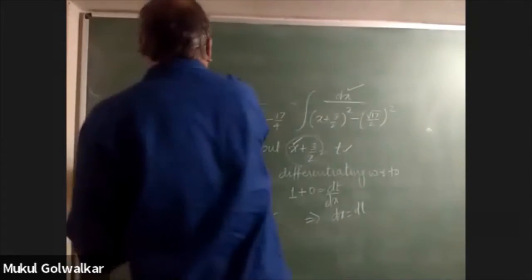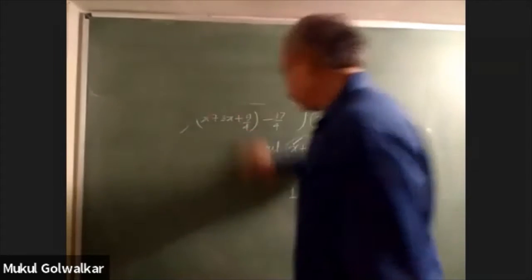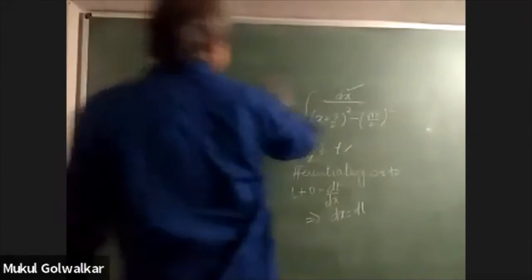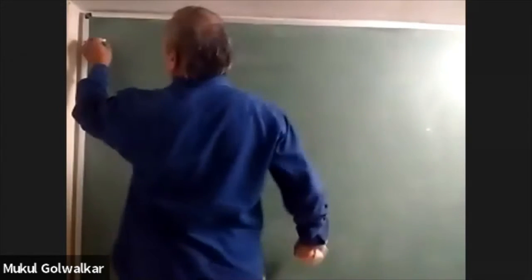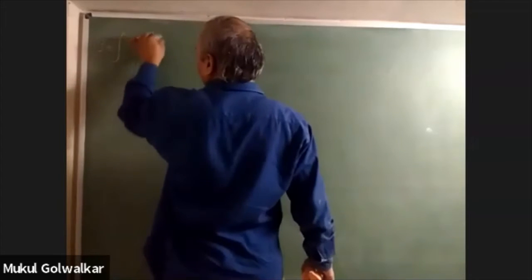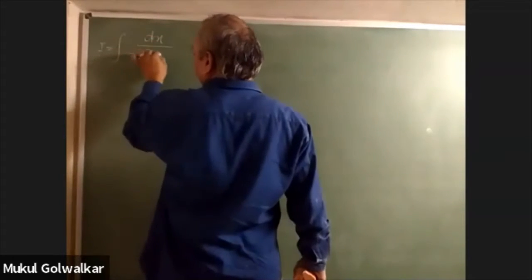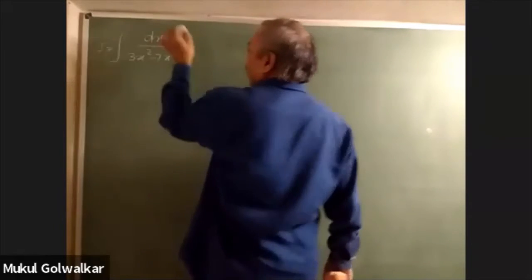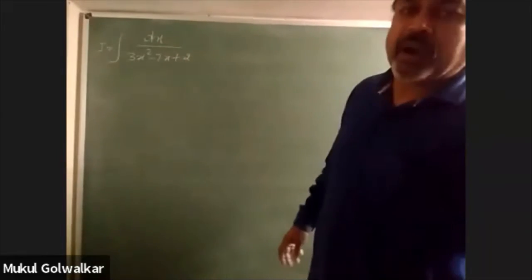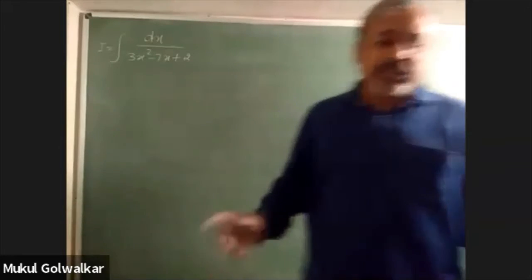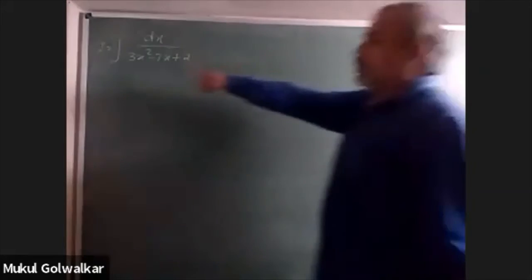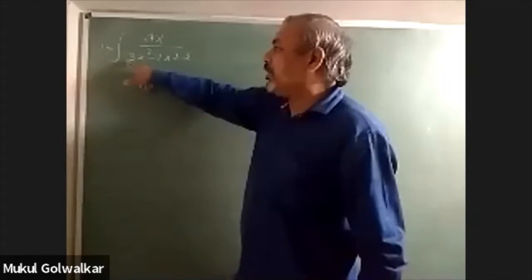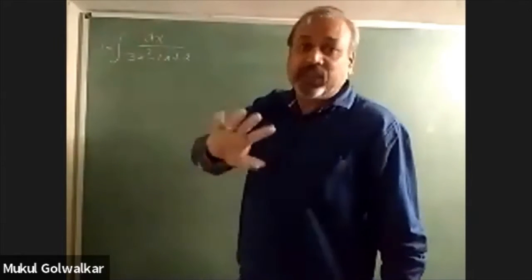I am writing the next question also. Let us solve one more question of the same variety. If I write integration of dx upon 3x square minus 7x plus 2, suppose I write this type of question. Here the variable square term has the coefficient 3. In the previous question it was not.